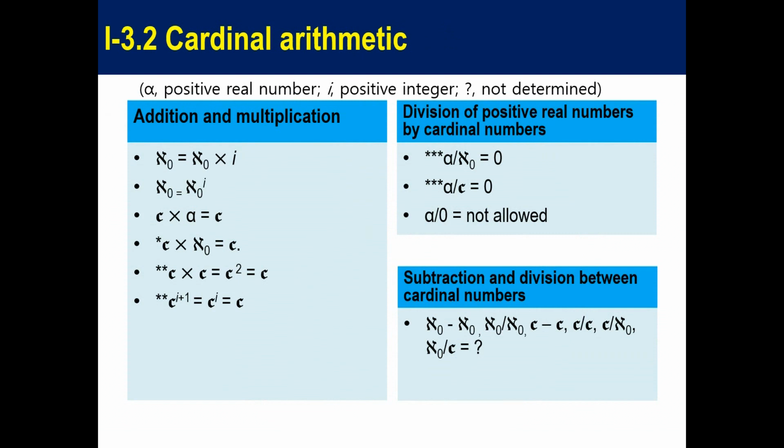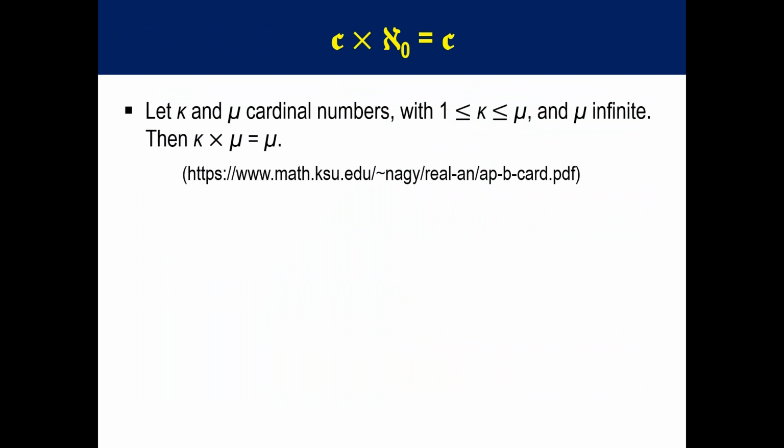Here are the current rules of cardinal arithmetic. I'll explain only the ones that require some discussion. C multiplied by Aleph naught equals C. If you multiply between two different sizes of infinities, C and Aleph naught, the result will be C, which is a larger size. The proof requires some discussion in set theory.